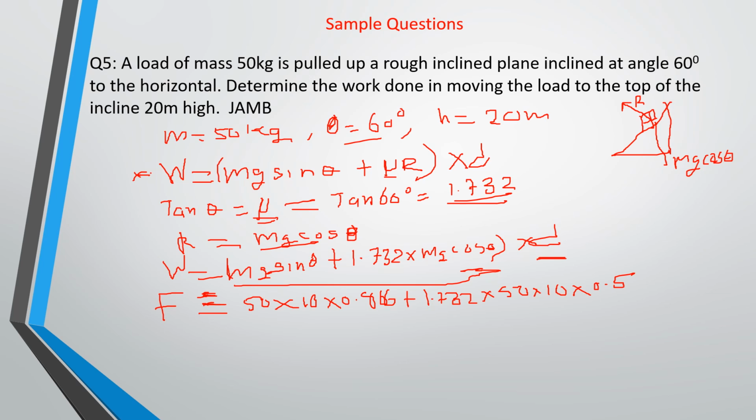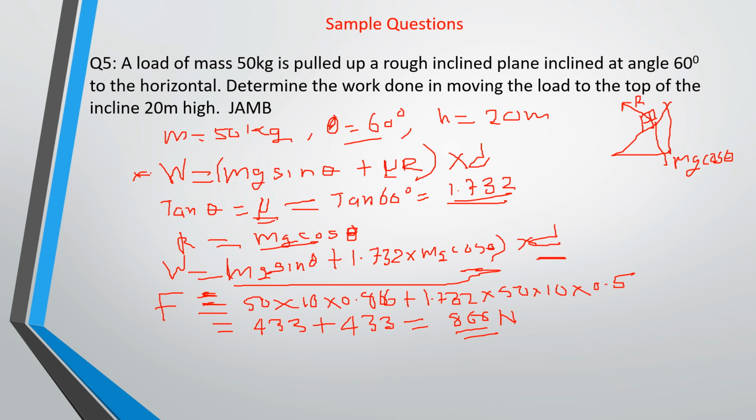Okay, so by the time you work all this out, you will have 433 plus 433. So this gives us 866 Newton. So this is the force. This is the force that's required to move the load up the plane.